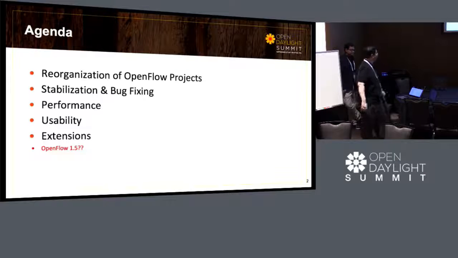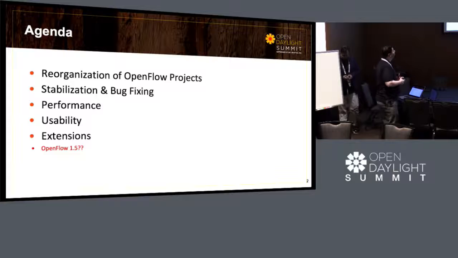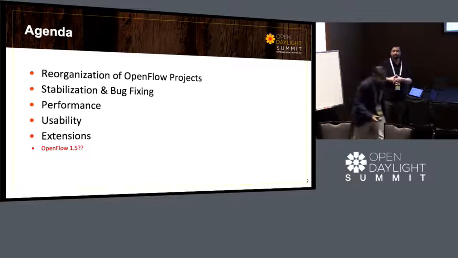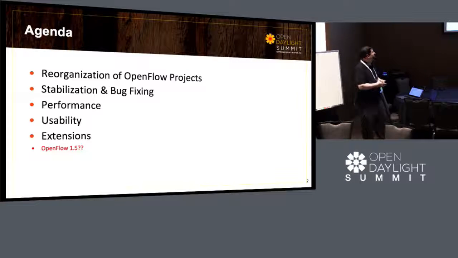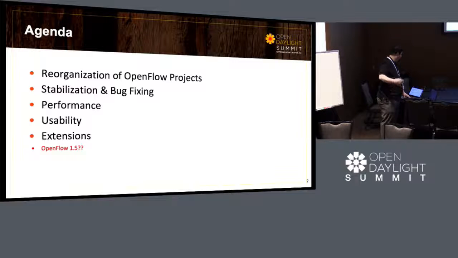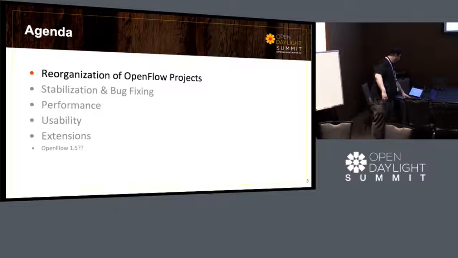So the topics that we'll discuss quickly: the first one is the reorganization of the OpenFlow projects. Let's go through the topics one by one: stabilization and bug fixing, performance, usability, extensions, and OpenFlow 1.5. I've skipped OpenFlow 1.5 actually.